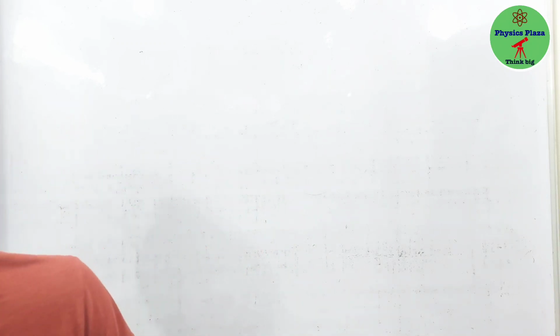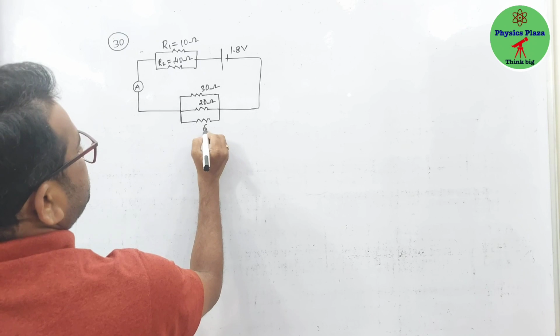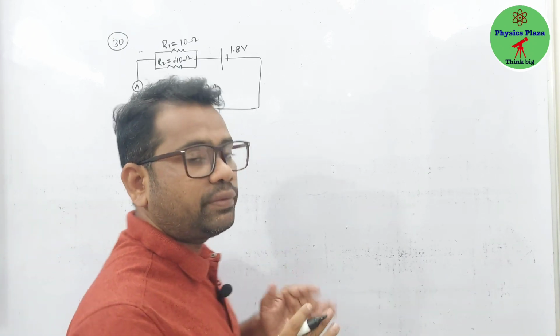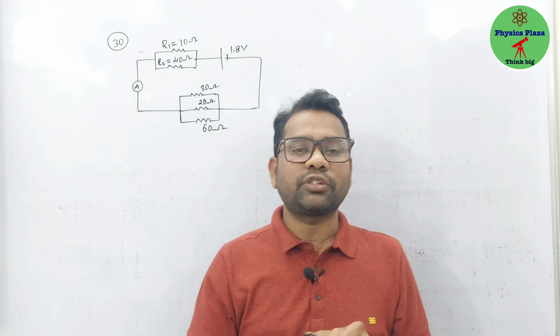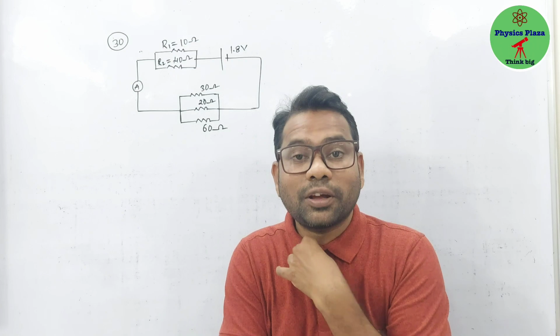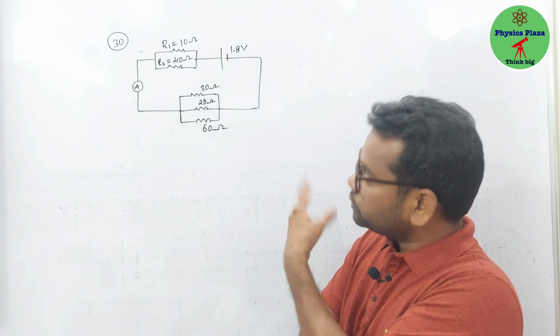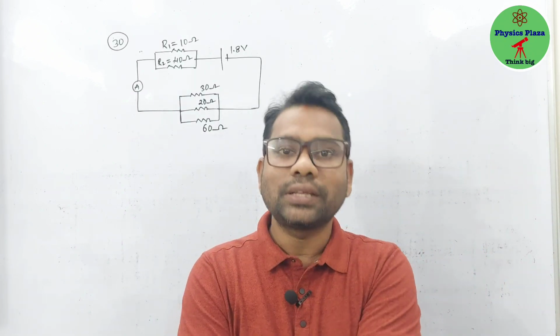Now let us move to numerical 30. This is 60 ohm. Children, now this is also a similar question to the previous one, means 29 and 30 are both the same actually. The circuit might be different, but the concept is same. So they are asking us to calculate the total resistance of the circuit, and thereby the ammeter reading, that is, the current in the circuit.